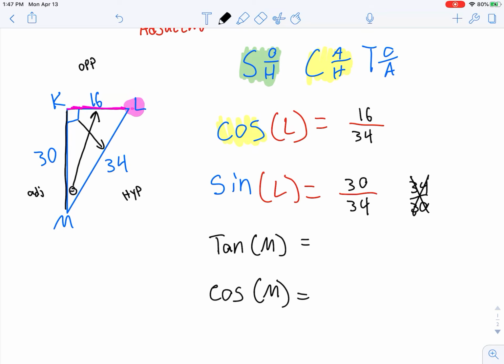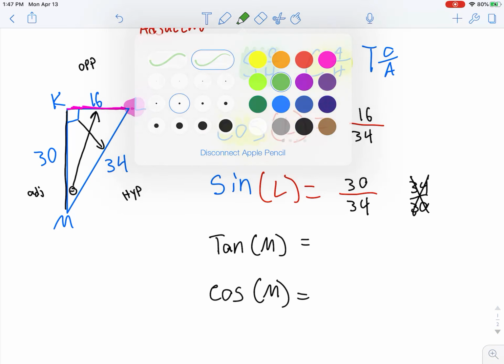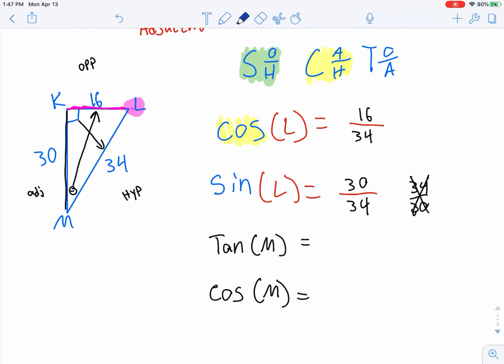Let's look at it. Tangent. Let's use some purple. So tangent uses opposite and adjacent. Opposite is on the top, so I've got to look for my opposite. Here it is. I labeled that 16, so I'm going to put that on the top. Adjacent was on the bottom, so I'm going to find my adjacent. Here it is. That was 30. There's my answer, and that was for tangent.